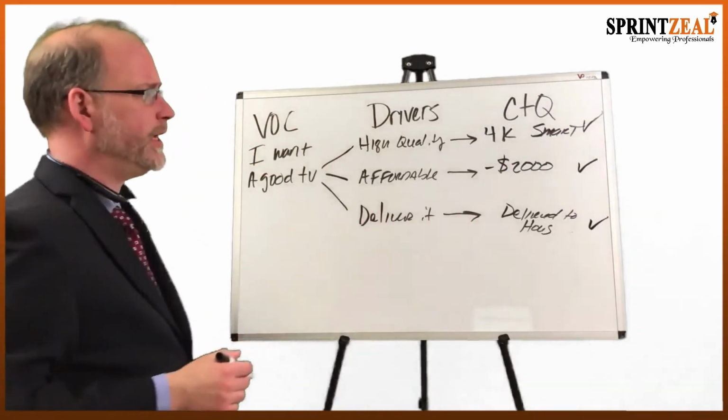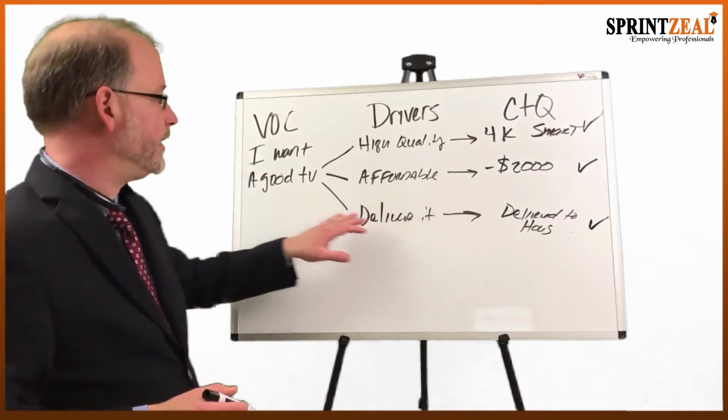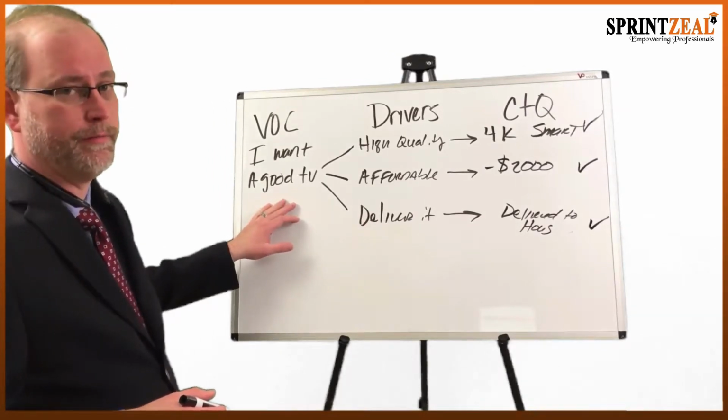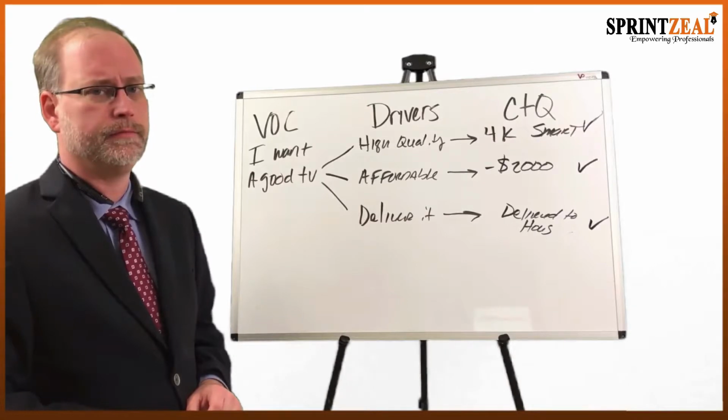So as long as we can meet all three of these requirements of the customer, then the customer is buying a good TV. That's how a CTQ tree works.